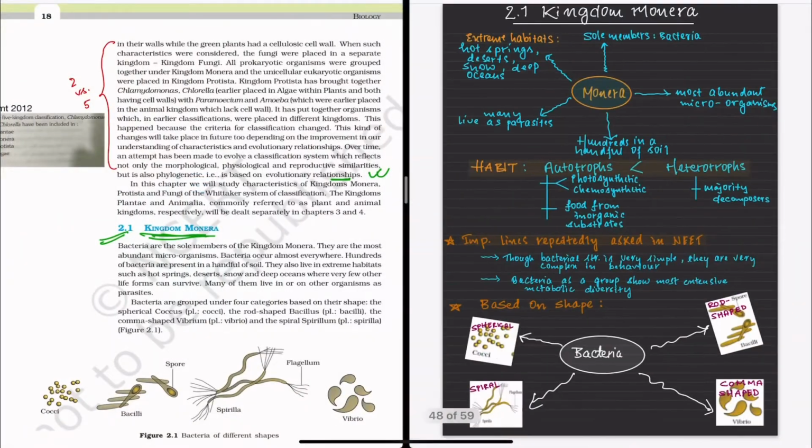So bacteria are the sole members of kingdom Monera. Now we have categorized Monera here in the form of a mind map. So this is a mind map. Monera, the sole members are bacteria. They live in extreme habitats such as hot springs, deserts.